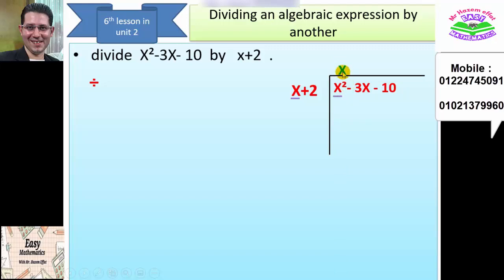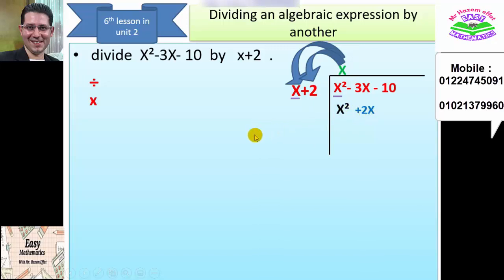And the second step, we multiply the result x by both of these two terms and write the answer under this algebraic expression. I mean the second step is multiplying. We multiply this x by both of them. x by x equals x power 2, and x by 2 equals 2x.